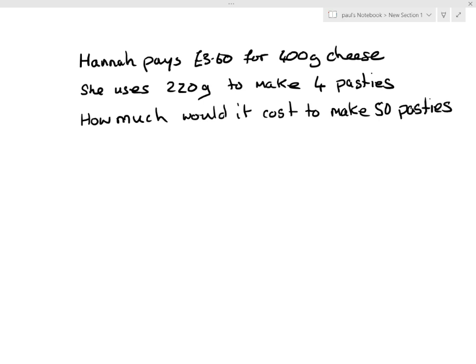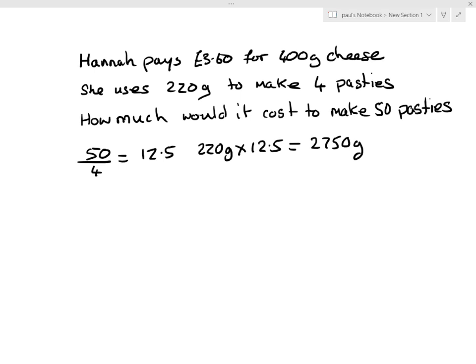So, first of all, we're going to find out what the relationship between the 4 pasties and the 50 pasties is. So, 50 divided by 4 is 12.5. So, from 4 pasties, we're going to make 12.5 times more to make 50 pasties. So we need to do the grams of cheese. So we got 220 grams times 12.5, because that's a scale up, and that's 2,750 grams of cheese.